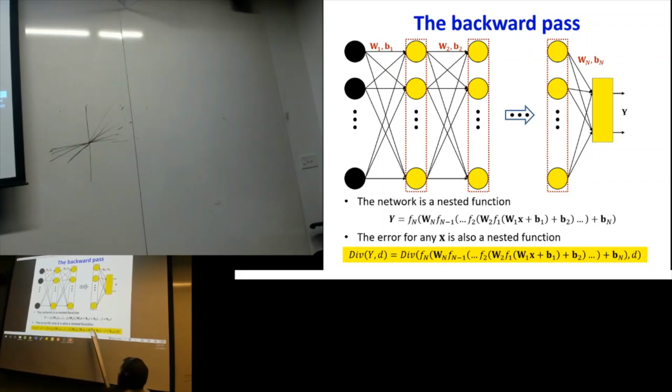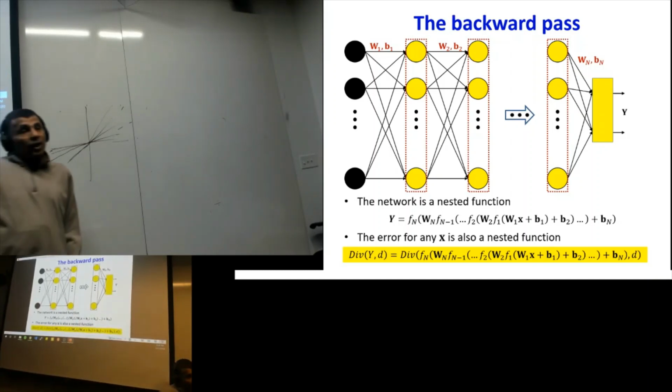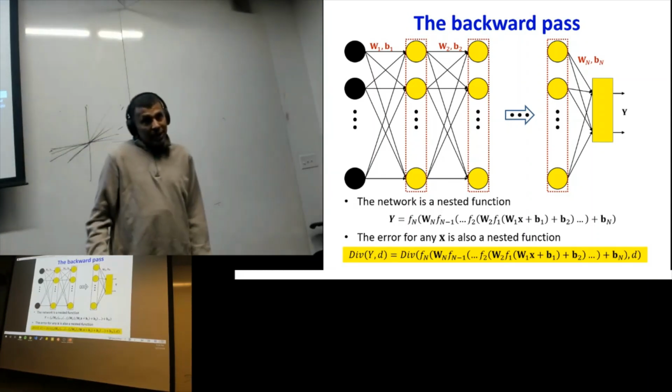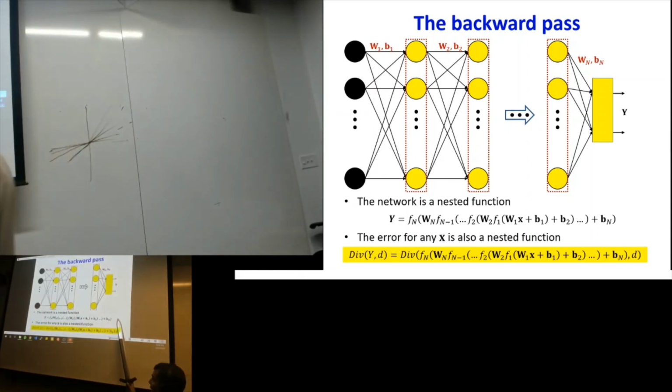If you look at what happens in the network, the first layer is a function f1 that operates on an affine combination of the inputs. The second layer is a function f2, which operates on an affine combination of the outputs of the first layer. The third layer is a function that operates on the outputs of the second layer, and so on. So it's basically a nesting of functions till you get to the outermost function, which is the output layer.